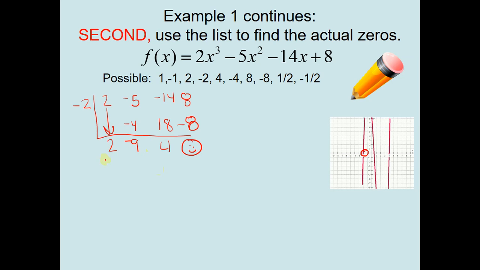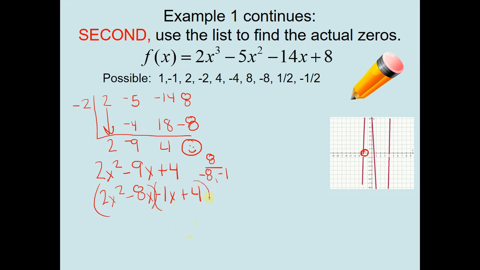So now let's write our new polynomial. I got 2x squared minus 9x plus 4. Now, I bet it's factorable. So 2 times 4, that's 8. Numbers that multiply to give you 8, but add together to give me negative 9. I believe that would be negative 8 and negative 1. Now, since my a is 2, I do have to expand that middle term.